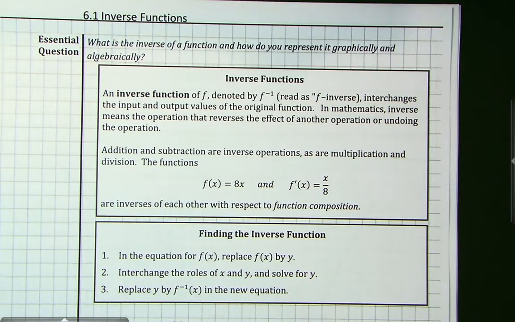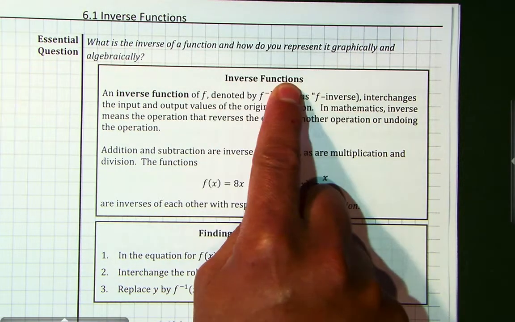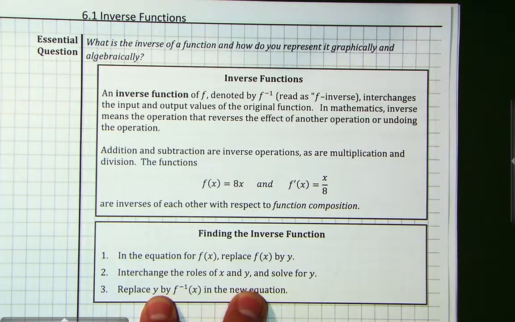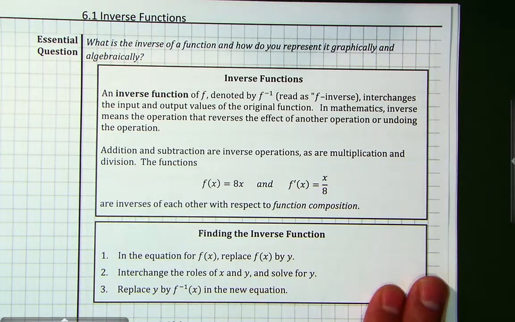So do you remember covering inverse functions last year? Take the time to read through both cutouts and then we'll start. Go and pause it once again.